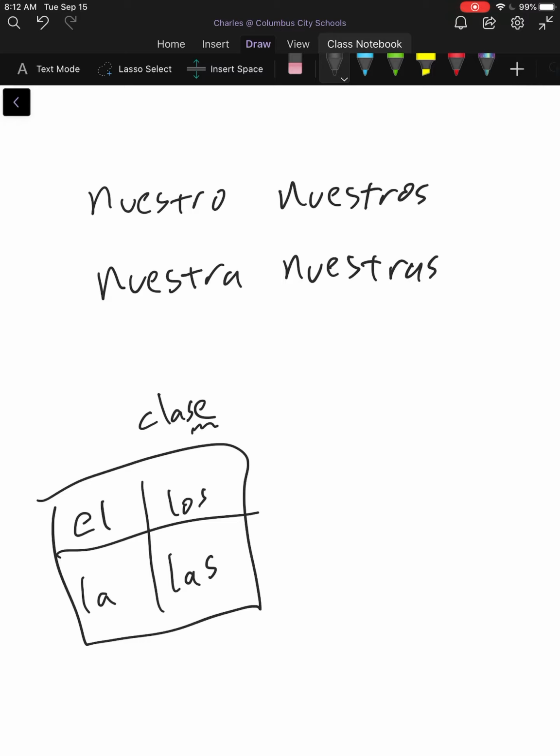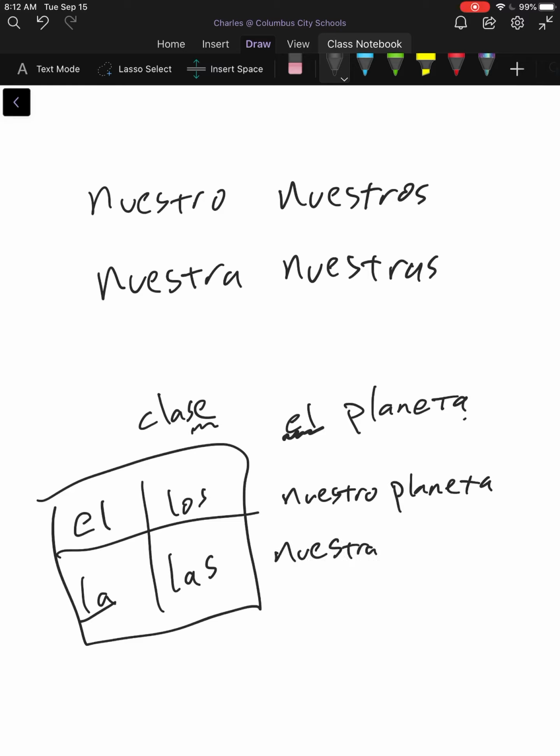So if I'm using el, if it's el something like el planeta, the planet, and I want to say our planet, even though there's an A there, it's masculine singular, so I have to say nuestro planeta, right? Clase is la clase, so it's nuestra clase. Okay, so remember, there are 4 forms of nuestro.